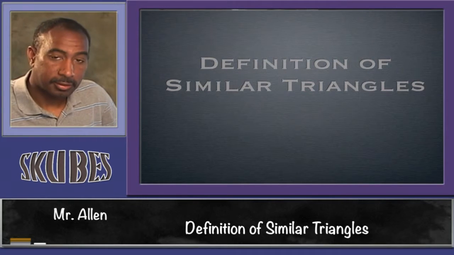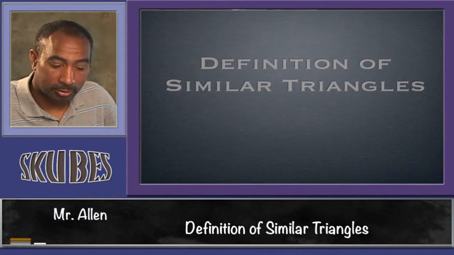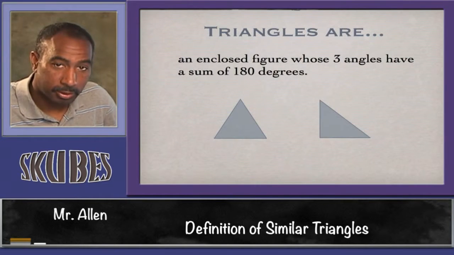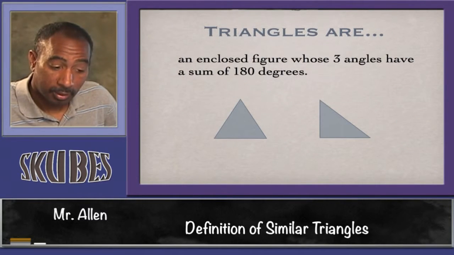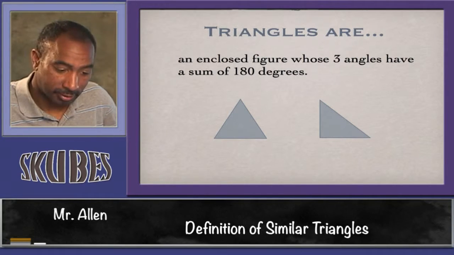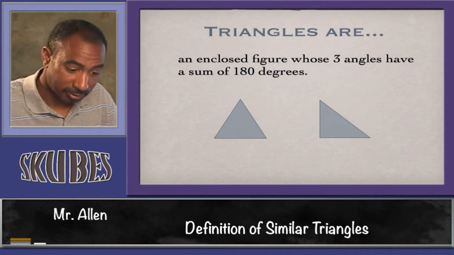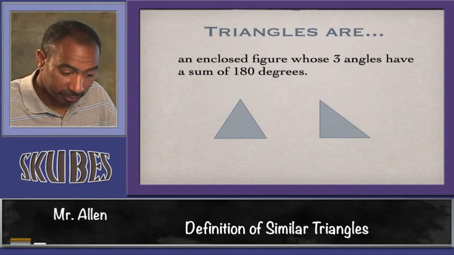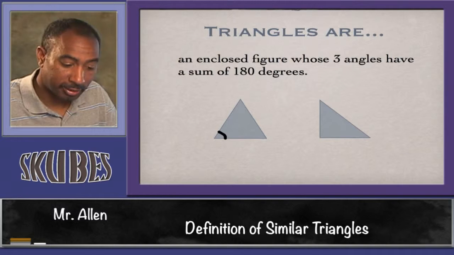All right, today's lesson is the definition of similar triangles. Let's start with the definition of triangles. A triangle is an enclosed figure whose three angles have a sum of 180 degrees. It doesn't matter the shape, it's always going to add up to 180 degrees, these three angles.